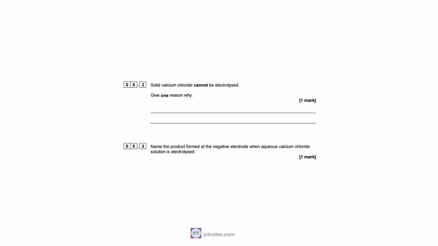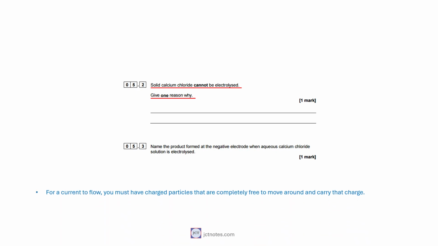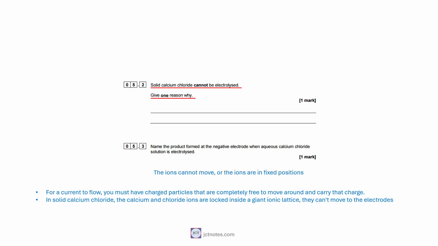Let's move on to question 5.2. We are told that solid calcium chloride cannot be electrolyzed, and we need to give one reason why. This is worth 1 mark, but only 2/5 of students got it right. Electrolysis requires an electric current to flow through the substance. For a current to flow, you must have charged particles that are completely free to move around and carry that charge. In solid calcium chloride, the calcium and chloride ions are locked inside a giant ionic lattice. They can't move to the electrodes. So, your mark-earning answer is simply: the ions cannot move, or the ions are in fixed positions.